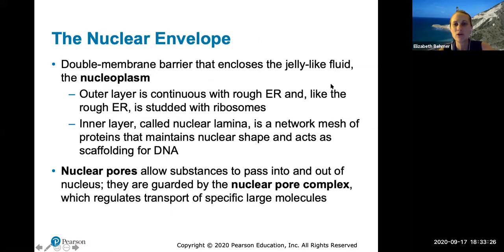The nuclear envelope is just the double membrane barrier that encloses the jelly-like fluid, the nucleoplasm. The outer layer is continuous with rough ER, because your endoplasmic reticulum, the rough part of it, will be studded with ribosomes, and that will help with protein synthesis. And the nuclear pores just allow substances to pass in and out of the nucleus.